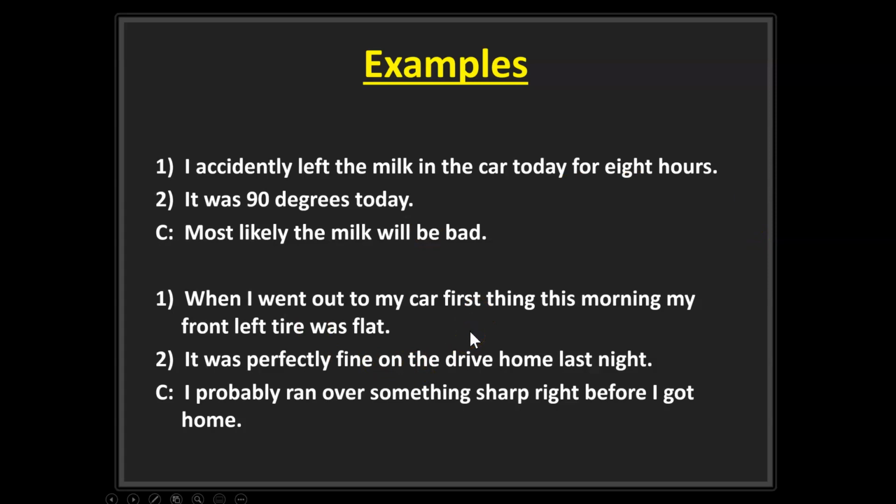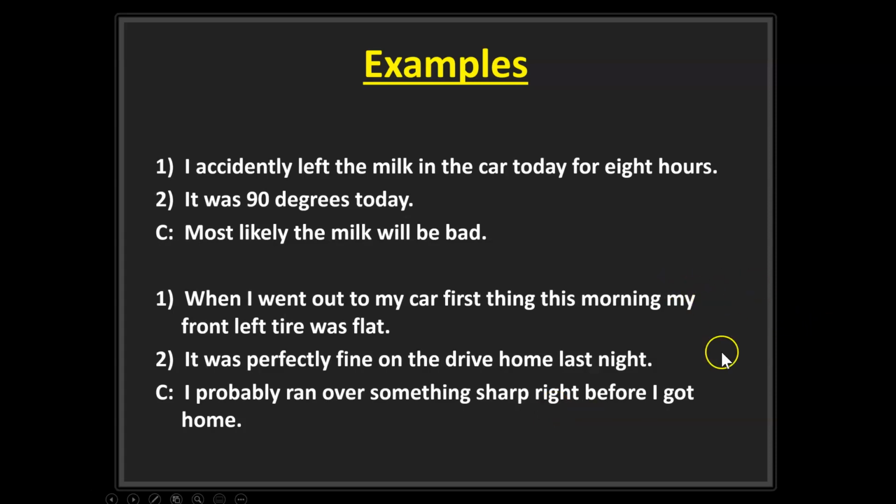And down here, when I first went out to my car this morning, my front left tire was flat, and it was perfectly fine on the drive home last night. Therefore, I probably ran over something sharp right before I got home. Right? This one is reasoning from the present to the past. Or, sorry, that's a little bit misleading because it sounds like prediction. Let me take that back. This one is going from effect to cause. You notice the effect and you reason to the cause, right?